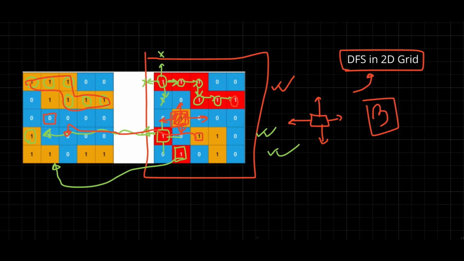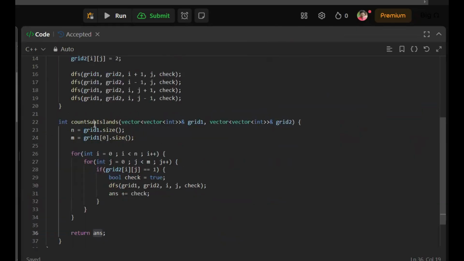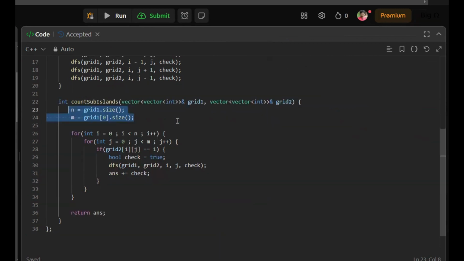Now let's move on to the code. In this problem, the code is pretty simple. At first, we are given a function named countSubIslands, which has two-dimensional grid 1 and grid 2. Now, in n and m, we are calculating the dimensions of the grid. And for each cell, if the current cell in grid 2 is 1, that means it is a land cell. Let's assume the corresponding region is a sub-island. So let's make check equal to true and recursively call the DFS function on the corresponding cell, which is i and j.